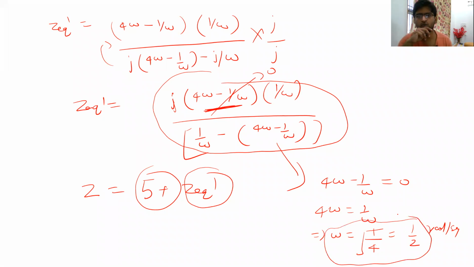The idea is to find the imaginary component of whether it is impedance or admittance and then equate it to 0. And when we equate the imaginary component of Z or Y equal to 0 for any circuit, we will find the condition for resonant frequency. So this is how you are going to solve all the questions in future.